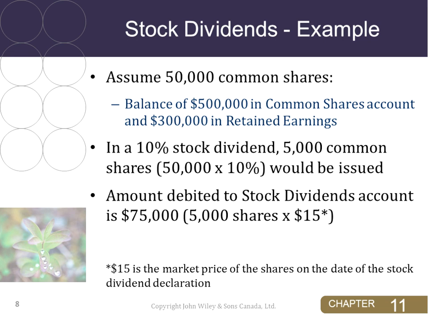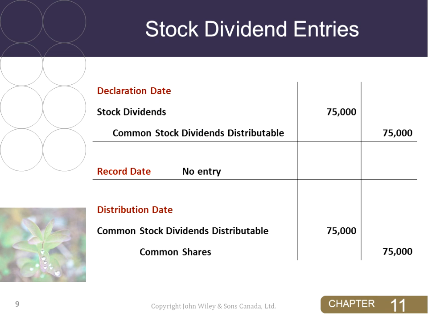What we said is we're going to pay 10% of our outstanding shares in a stock dividend. So we're going to take our total number of shares outstanding, the 50,000, multiply it by 10%, which means that we're going to give out 5,000 additional shares as a stock dividend. Now the market price on the date of declaration, as you'll see on the bottom, was $15. So that's the amount that we're going to show as our dividend paying out. On our stock dividends account, we're going to debit $75,000, and we're going to establish our dividend payable.